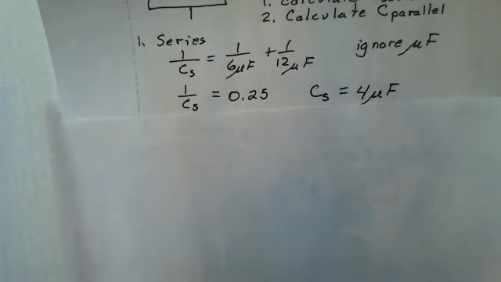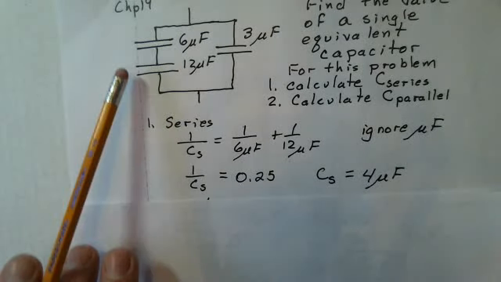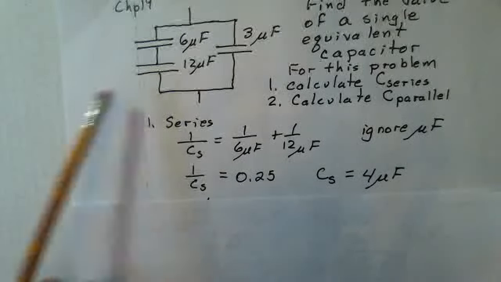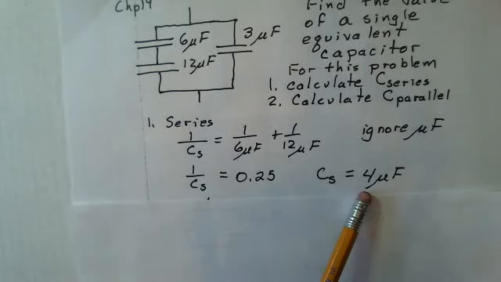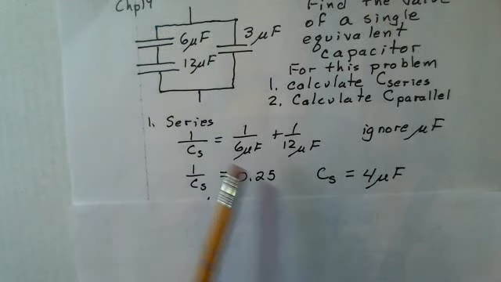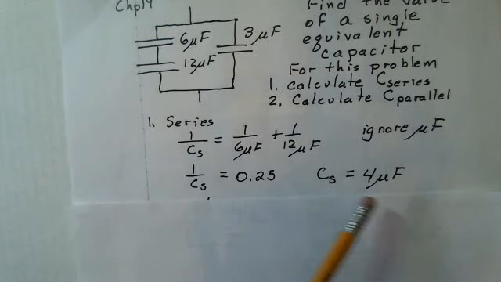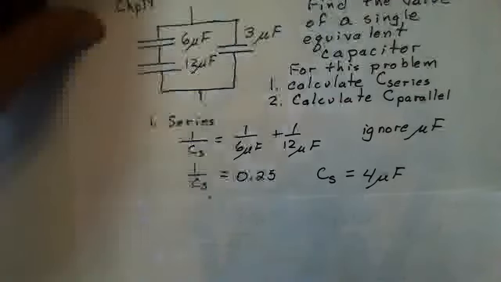And then checking the concept here with taking a look at the 6 microfarads and the 12 microfarads. Whenever you have capacitors in series, the equivalent capacitance will always be smaller than the smallest capacitor you have in the series arrangement. So we're consistent here. 4 microfarads is less than the 6 microfarads, and we probably have not made a mistake. Of course, we would check our work with somebody else.